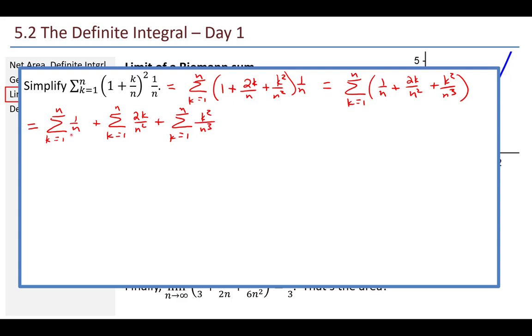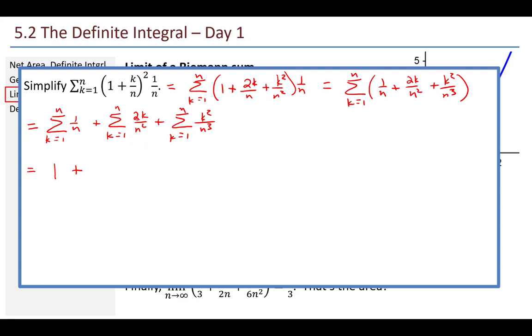Now look what happens here. N is a constant. N does not change. K is the variable that's changing. So as k changes from 1 to n, what's happening to the summand? It just stays 1 over n plus 1 over n plus 1 over n plus 1 over n. And if I add 1 over n to itself n times, what do I end up with? 1.